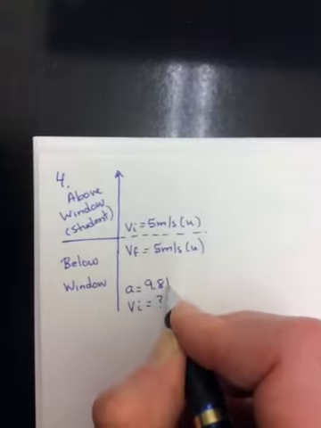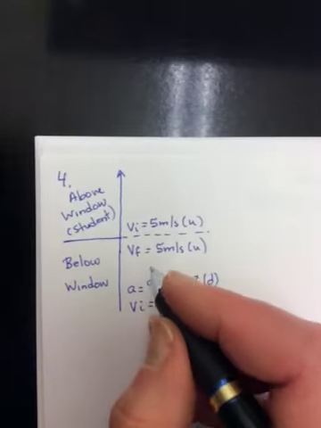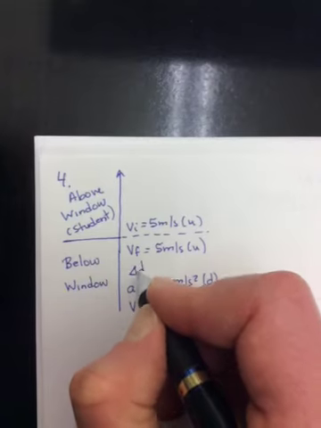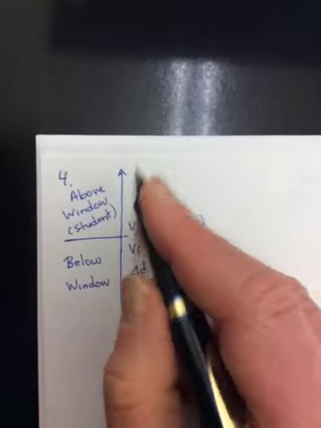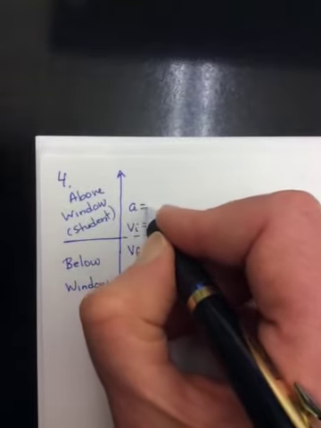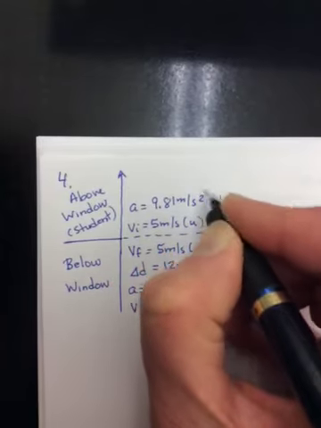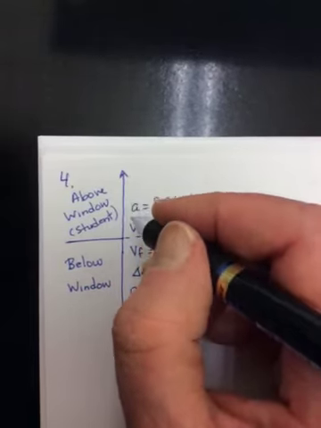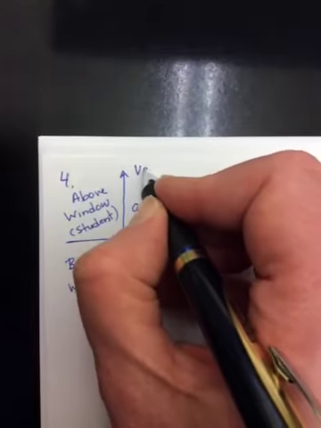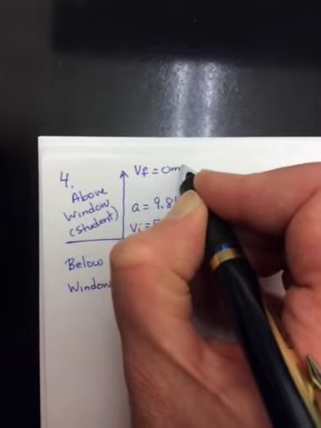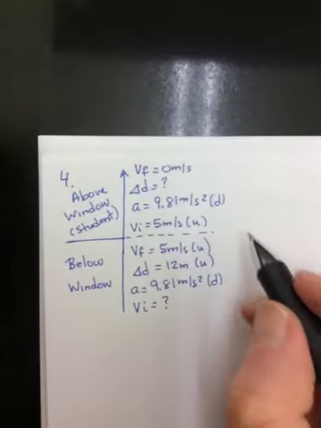A is 9.81 meters per second squared down. And in the question it says the window is 12 meters above the ground. So the delta D in this section is 12 meters up. Now in the upper section, A is still 9.81 meters per second squared down. And the question says, how high does it go above the ground? Well, it's going to go up until eventually somewhere above the window, it's going to stop. And the question wants to know how high is that, delta D.